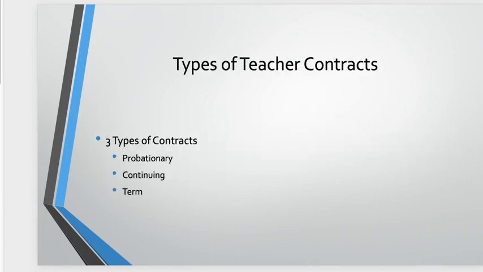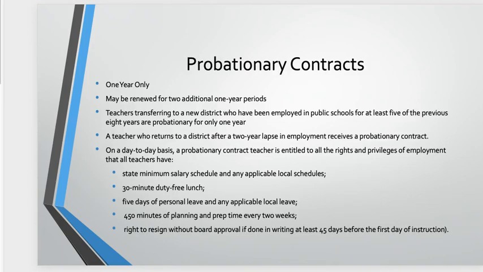There are 3 types of teacher contracts in Texas: probationary, continuing, and term. A probationary contract is for 1 year only. It may be renewed for 2 additional 1-year periods. A local school board may authorize a probationary 4th year.